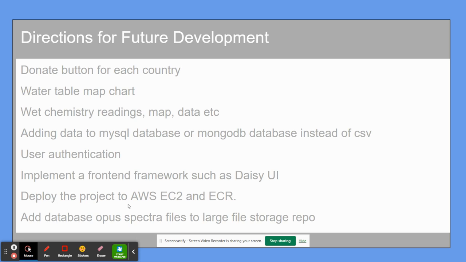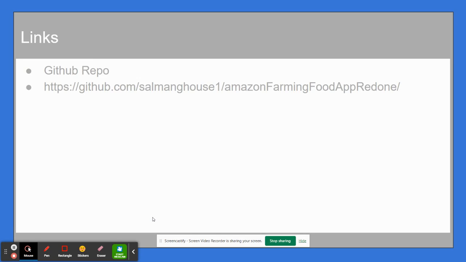We can deploy the project to AWS EC2 and deploy the repository to ECR. Add the Opus Spectra files to a large file storage repo also. We want to include the Spectra files in the repository. So you can download this repo right now at this link here, and this is my GitHub repo.